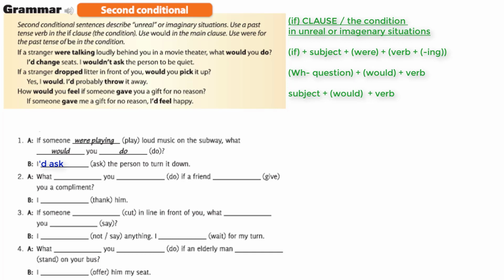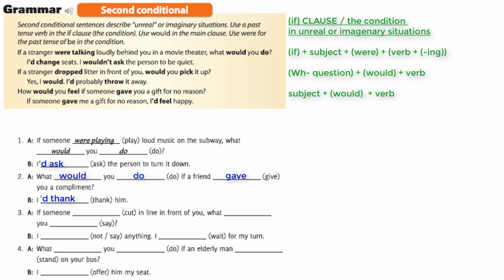Number two, what would you do if a friend gave you a compliment? So we're using the word would in the question. We're keeping the verb in the condition the same in its regular form, but we turn the second verb into its past form. So we change give to gave. What would you do if a friend gave you a compliment? Okay? We use the word would in the answer. I would thank him, or I'd thank him.